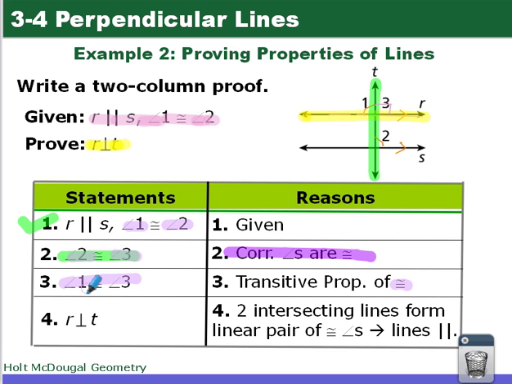And then since 1 and 3 are congruent, if we look at that picture, we have 1 and 3 being congruent. And our theorem says two intersecting lines that form a linear pair of congruent angles tells us that the lines are perpendicular. Sorry about that mistake. So this should be perpendicular. The theorem says that they have to be perpendicular, not parallel. And that completes our proof.